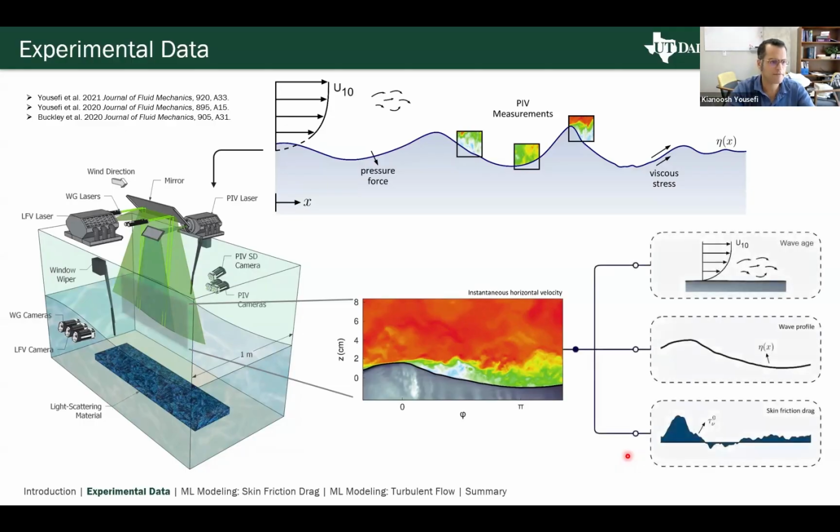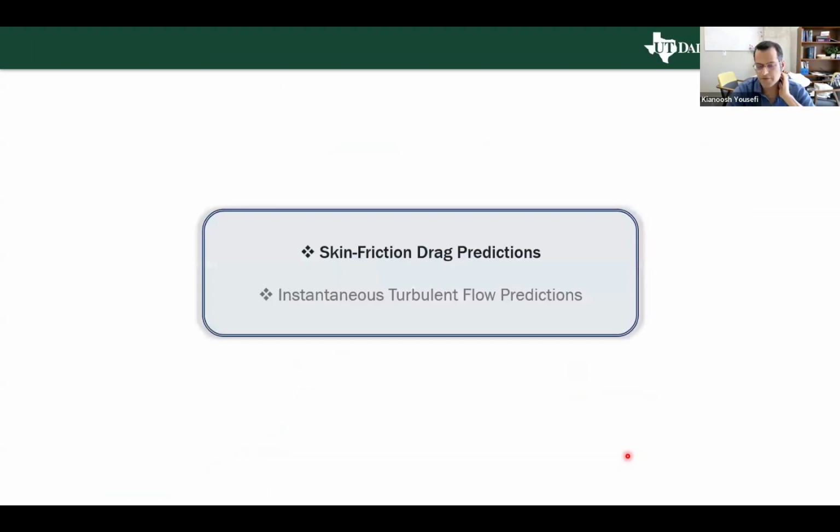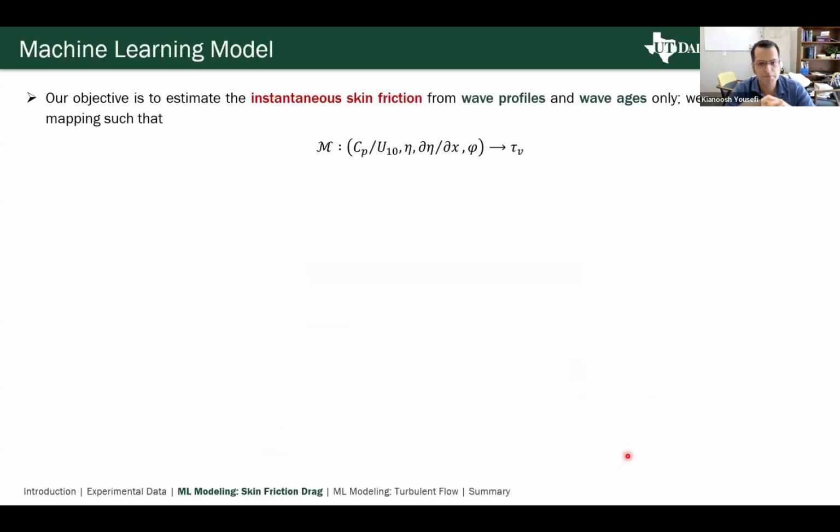Once we have this kind of instantaneous velocity, we can extract the turbulence, the wave age, and the wave profile, and we can also calculate the viscous stress, or skin friction drag, out of that. These are basically the information that we are going to use to develop our models. So I start with the skin friction drag prediction. The main objective is to be able to estimate the instantaneous skin friction from wave profiles and wave ages only.